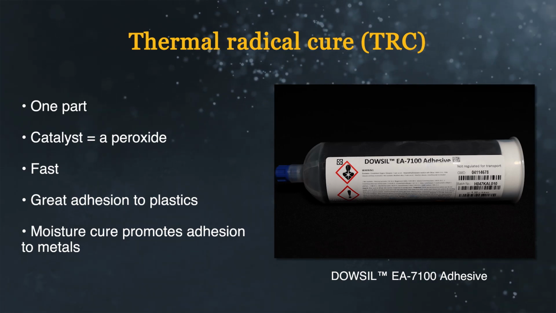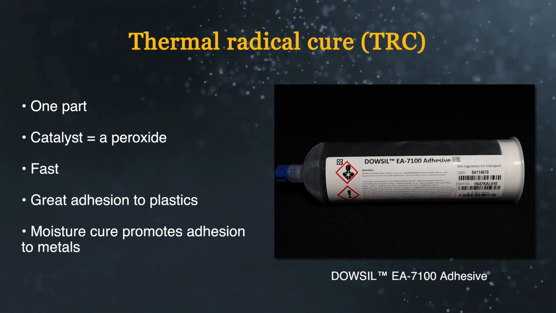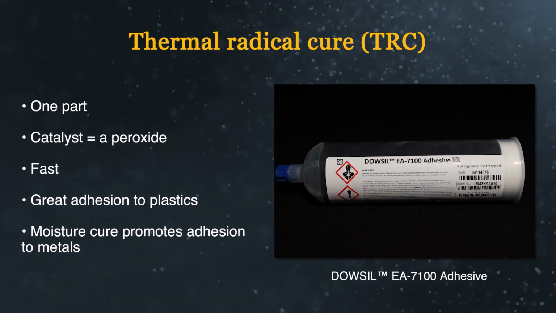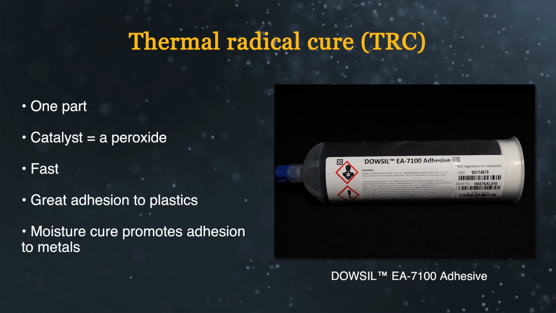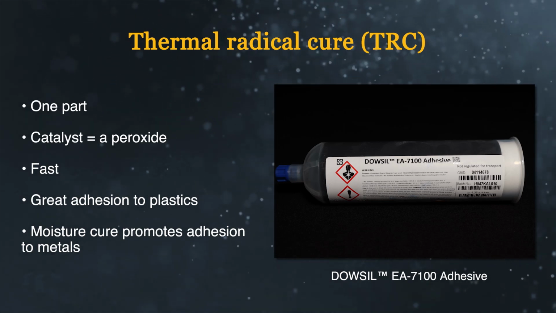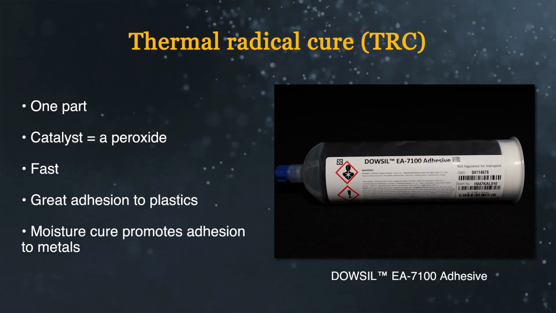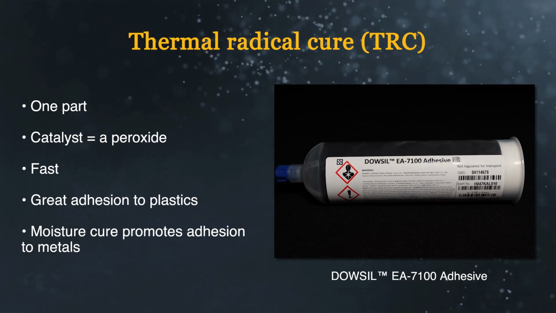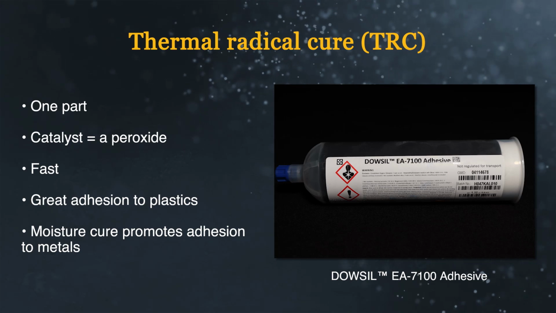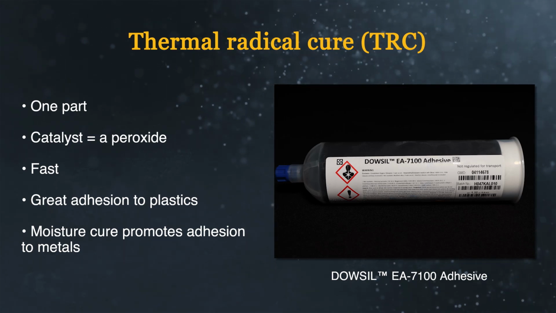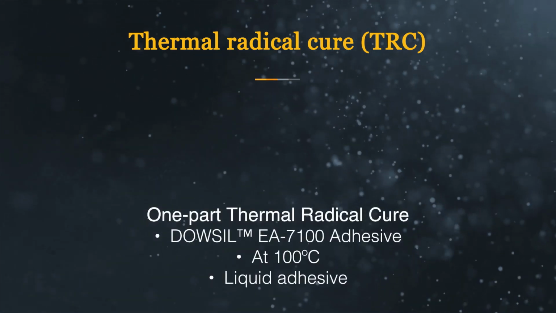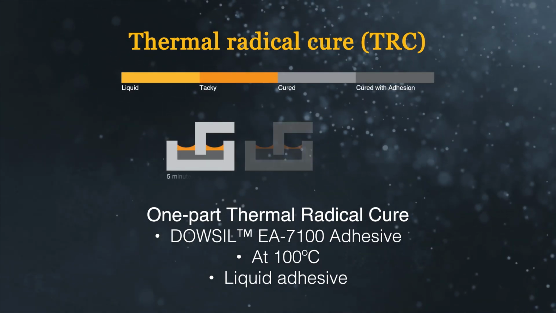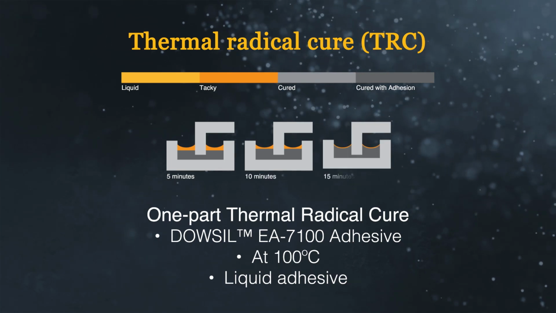Another dual cure system comes with our thermal radical cure, or TRC, products. Thermal radical cure uses a peroxide to initiate the cross-linking and cure. This allows good adhesion to plastics. It is also a dual cure, using moisture cure ingredients to get good bonding to most metals and to complete the cure at the surface. Thermal radical cure materials can be thought of as curing from the inside out, the opposite of moisture cures, which cure from the outside inward.